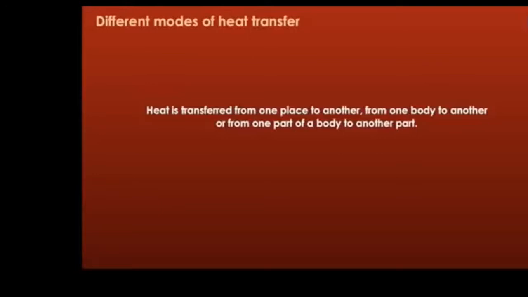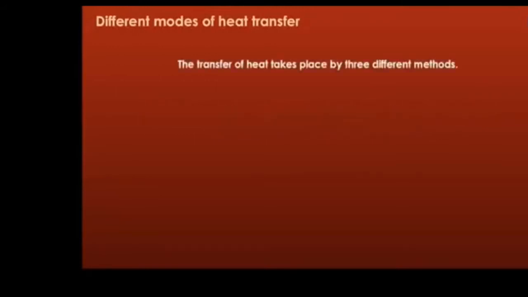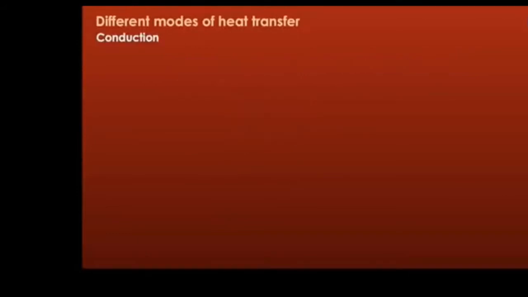Heat is transferred from one place to another, from one body to another, or from one part of a body to another part. The transfer of heat takes place by three different methods, and these are the modes of heat transfer. The first one is conduction, the second one is convection, and the third one is radiation.